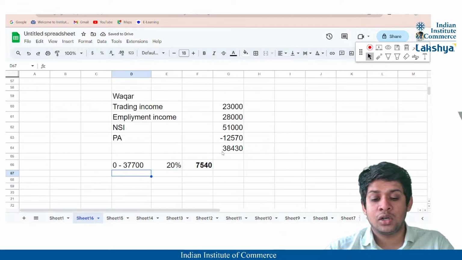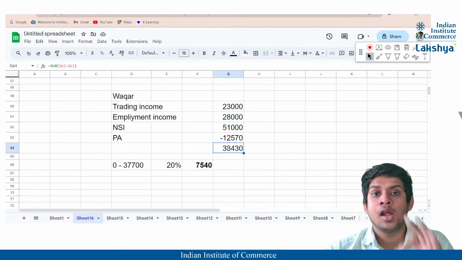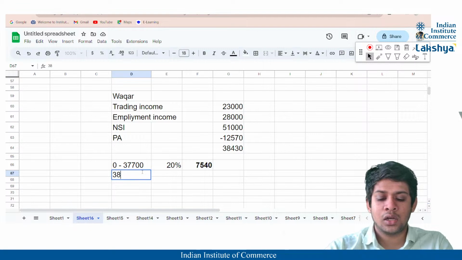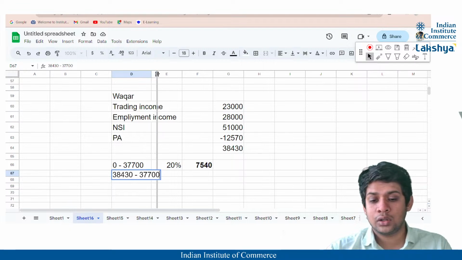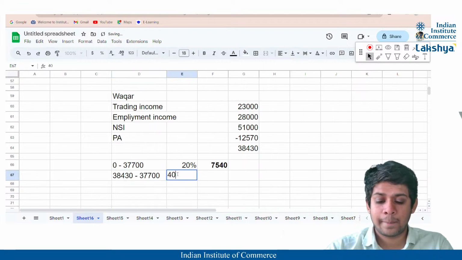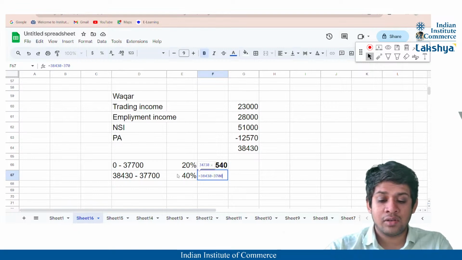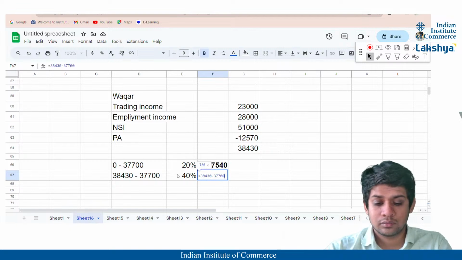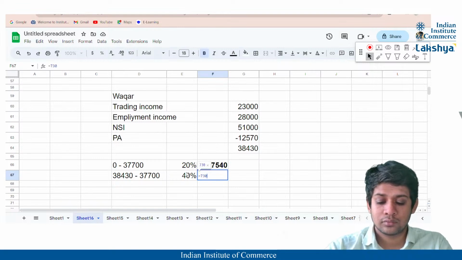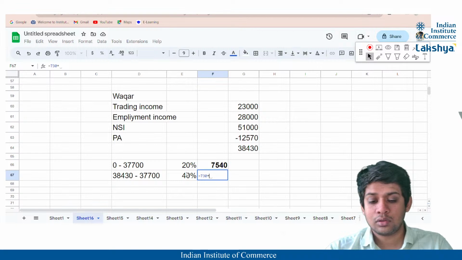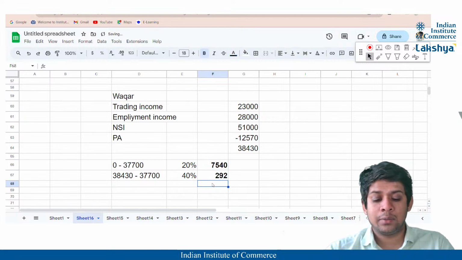And on the remainder, because your total income is 38,430, right? But from that 37,700 is already settled, correct? So 38,430 minus 37,700. On that, you will be charged 40%, right? So here it will be 38,430 minus 37,700. That is 730. So 730 into 40% tax liability, that will be 292.